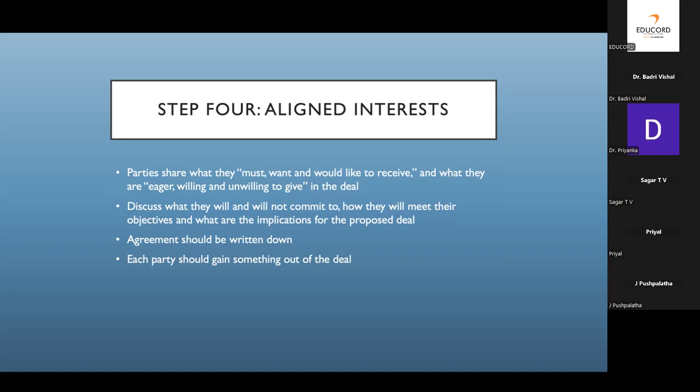You need to discuss what they will do and what they do not commit to do. Whatever they are giving the commitment for, they have to do it. Whatever they are not committing to, some other person has to commit to do it. This will clearly demarcate the functionality of the team, which will help it to function normally. Agreements should be written down and each party should gain something out of the deal. This is the walk in the woods. Is this clear? The 4-step management for any kind of conflict. Clear to everyone? Yes, sir.